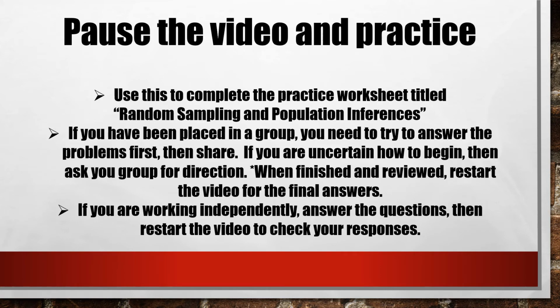Pause the video and practice. Use this to complete the practice worksheet titled Random Sampling and Population Inferences. If you've been placed in a group, you will need to try to answer the problems first, then share. If you are uncertain how to begin, then you can ask the group for some direction or input, maybe on the first question, and then answer the rest of it independently and then share. Review your answers with your team, then restart the video and make sure you have your final answers correct. If you're working independently, then answer the questions, then restart and check your answers.